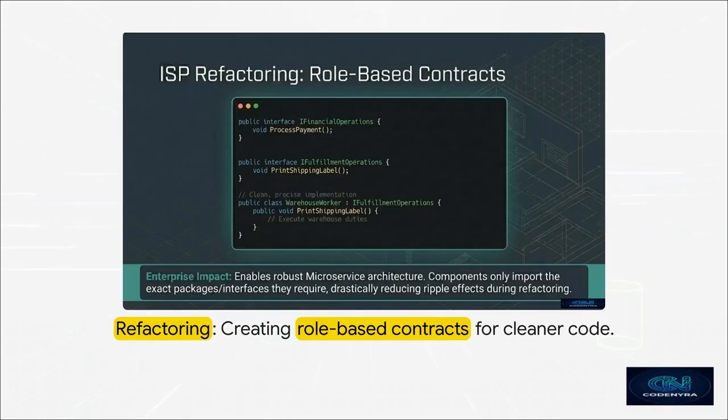We resolve this through role-based contracts. We take that God interface and split it into I financial operations and I fulfillment operations. Now, our warehouse worker elegantly implements only I fulfillment operations, allowing us to write clean, precise code without a single dummy method in sight. The architectural payoff here is immense. This is the very foundation of robust microservice architecture. Your system components only import the exact packages and interfaces they truly require, drastically reducing ripple effects during massive refactoring efforts.